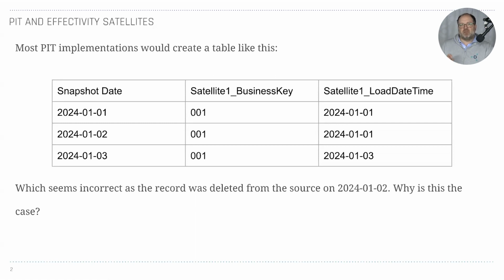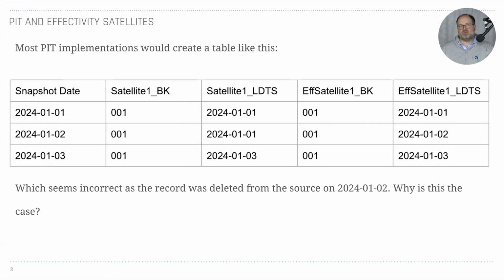Valid from, valid to dates, but also the deleted date timestamp. That timestamp we add to the effectivity satellite, and it indicates essentially when a record got deleted or reappeared or appeared for the first time. And that's a standard satellite.